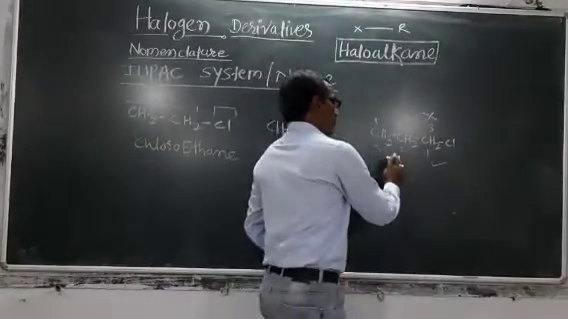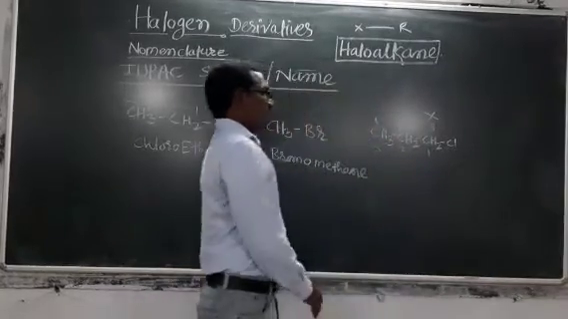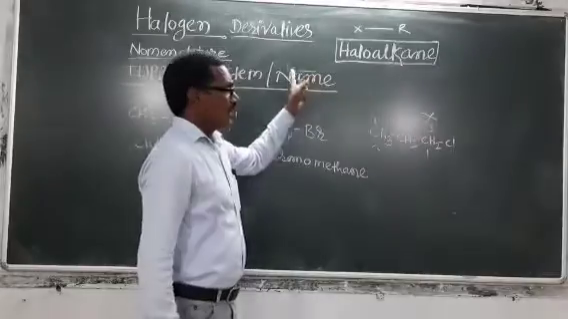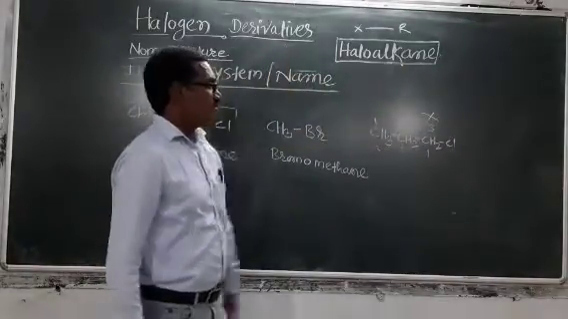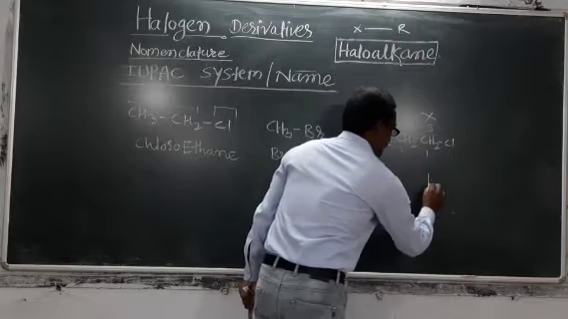So now what do we have to do here? We have to write the name of the halogen derivative. What is that? It will be propane.